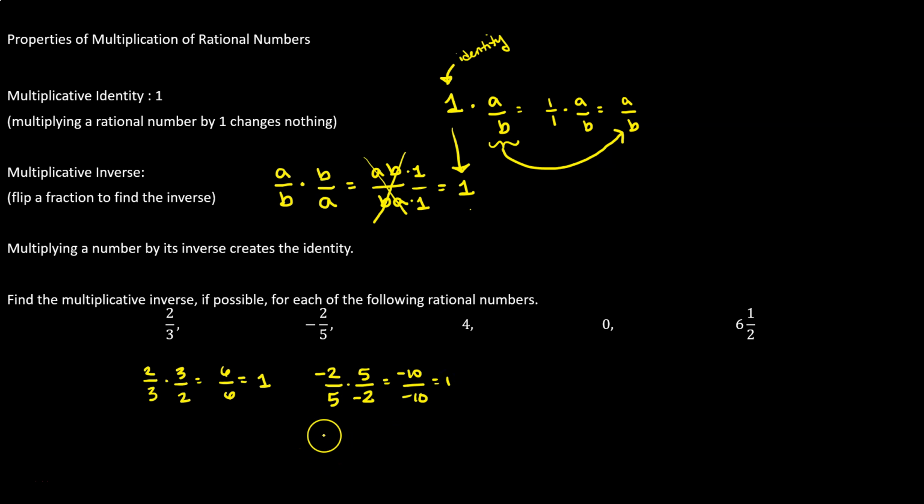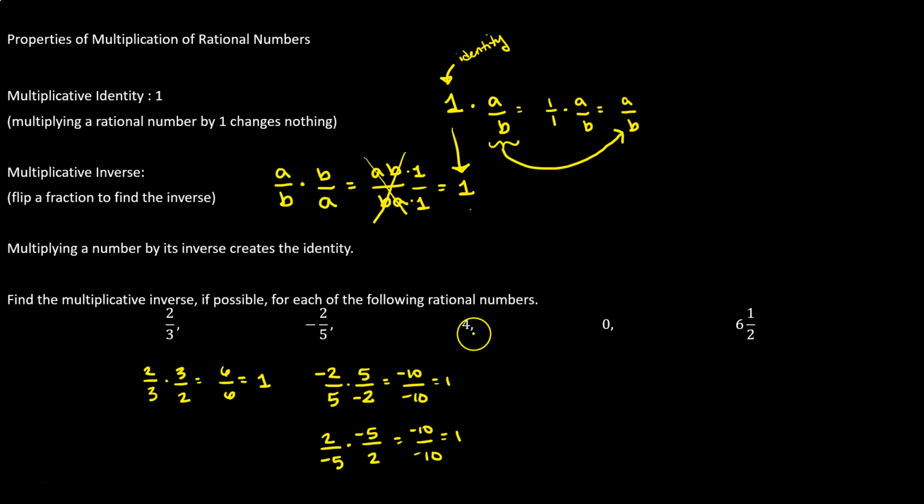I could have also looked at -2/5 as 2 over -5. And then my multiplicative inverse would be -5 over +2. I still get -10 divided by -10. So the point here is the multiplicative inverse can be written in different ways when you have a negative, but it needs to include the negative no matter how you look at it.